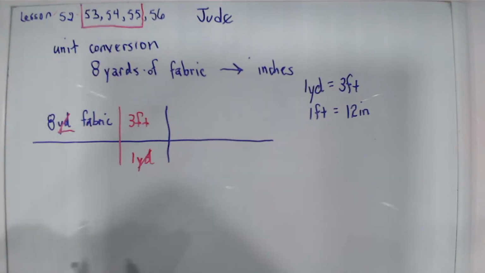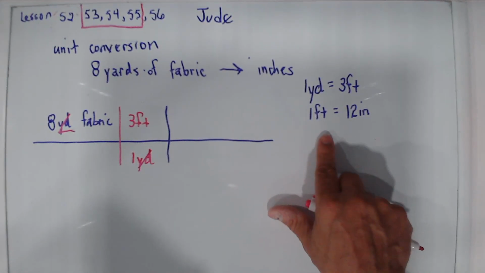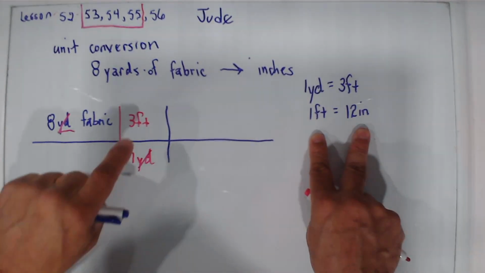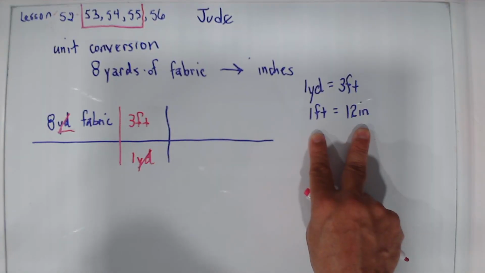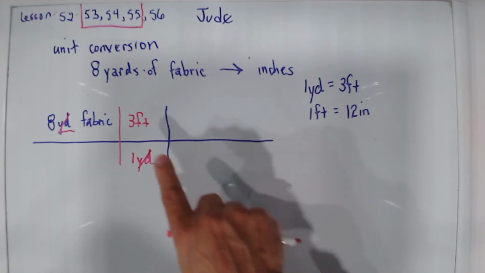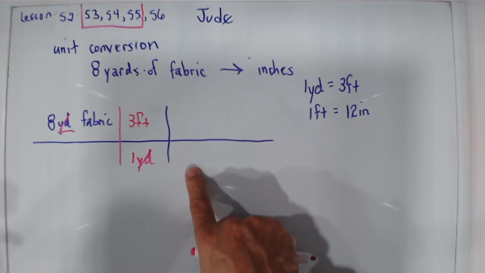So I'm going to draw a line, and we're going to do the same thing over here. Feet and inches. So I've got feet on top. Where do I need to put feet? So I cancel out feet, and I end up with inches. Let's see, if I've got feet on top, I need to put feet on the bottom.